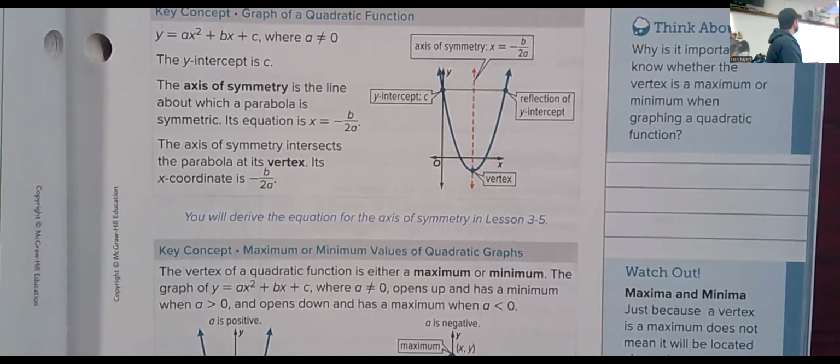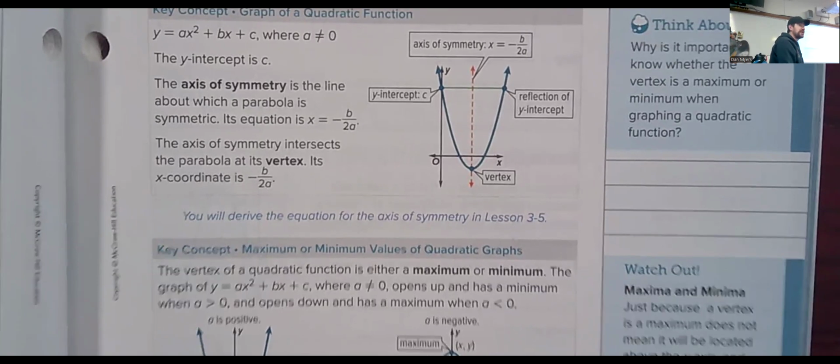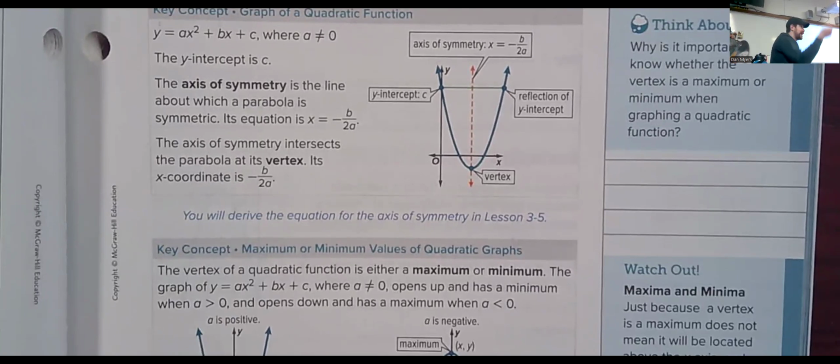Question over the side here. Why is it important to know whether the vertex is a maximum or minimum when you're graphing? Why would it be important to know if it's a maximum or minimum when you're graphing, even before you graph? Yeah, you have an idea about what it looks like before you put it on a graph. If a is negative, you go, oh, okay, well, it needs to be upside down when I graph it. Therefore, if I graph it and it's not an upside down parabola, something went wrong.